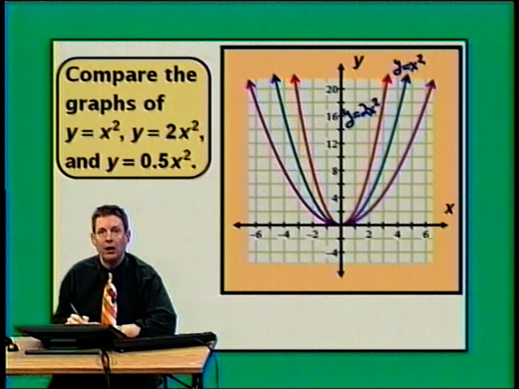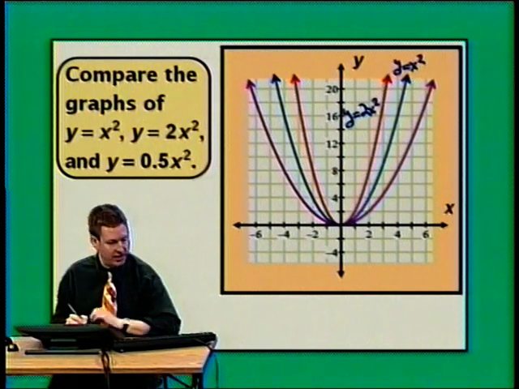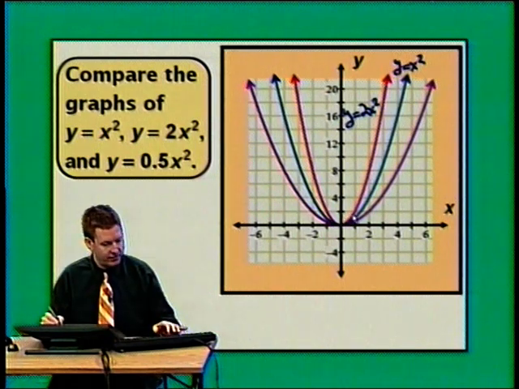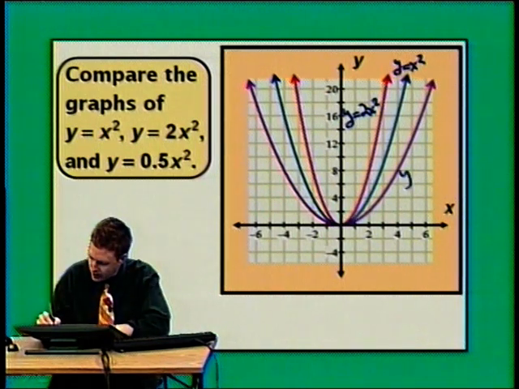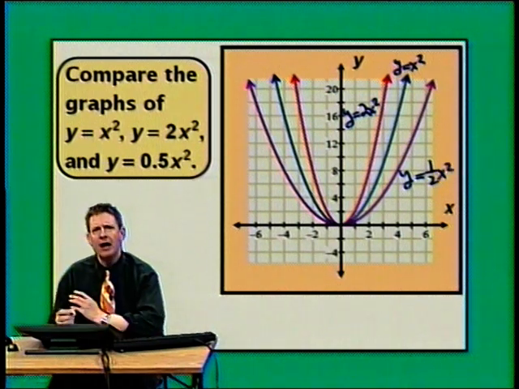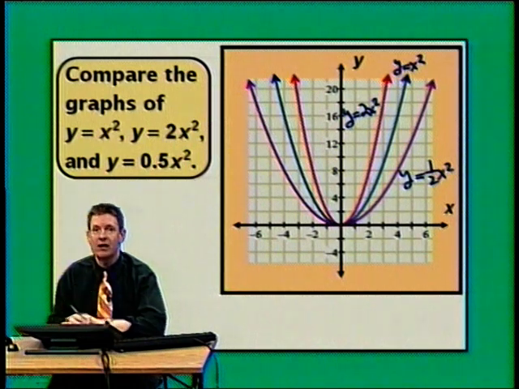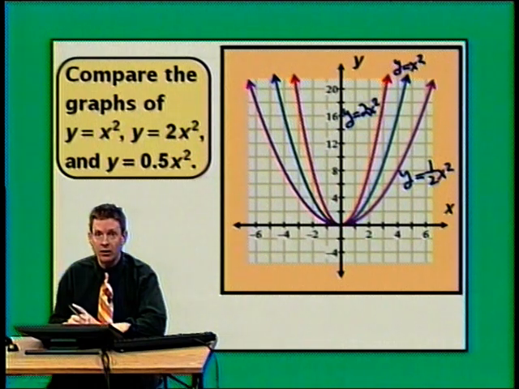Let's make sure. When x is 2, 2 squared is 4. 4 times 1/2 is 2. (2, 2). Sure enough, the outside parabola is y = 1/2 x^2. Now, all three of these parabolas have positive values for a, if you think of a as the coefficient on x^2. And it appears that as a gets larger, the parabola gets more narrow. I wonder if that's always true.